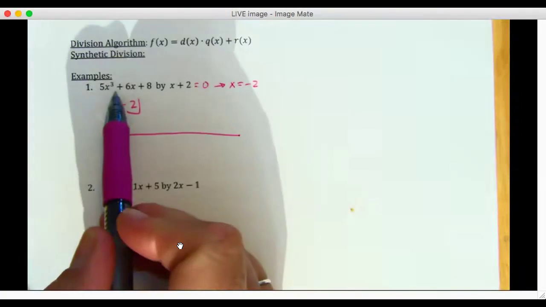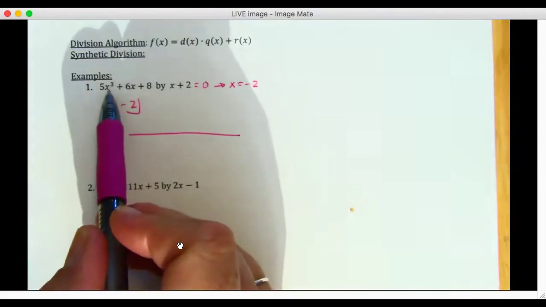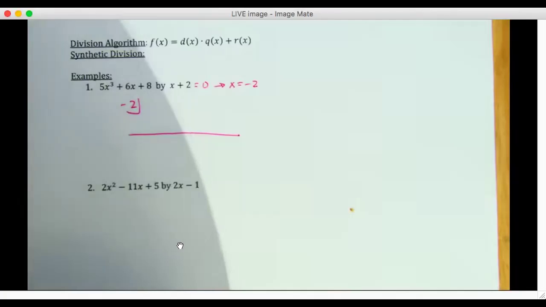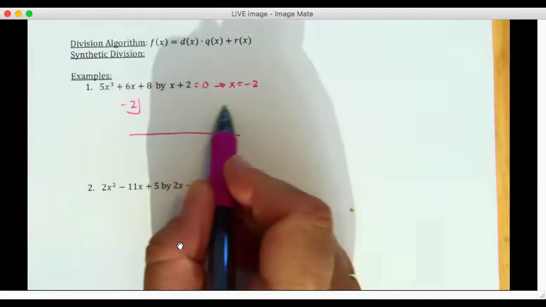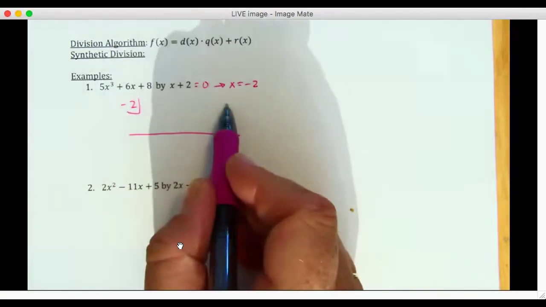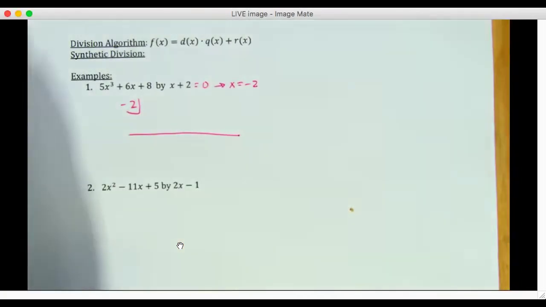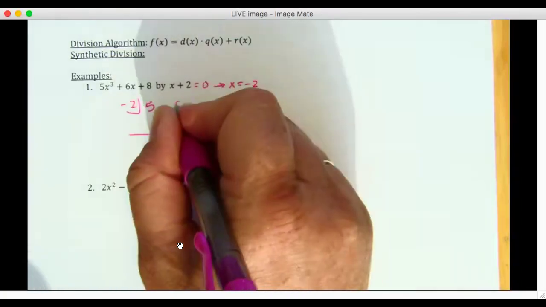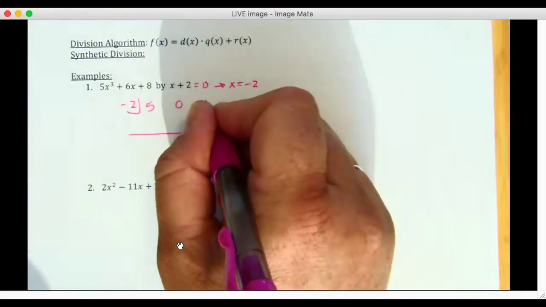And then notice here that I have a missing term. I go from x cubed just to x. There's no x squared term. So just like with long division, I will need a placeholder. And these numbers are going to go right here, but we're just using their coefficients. I'm not actually going to have any x's in this. So I will have 5, 0 for my placeholder, 6, and then 8.